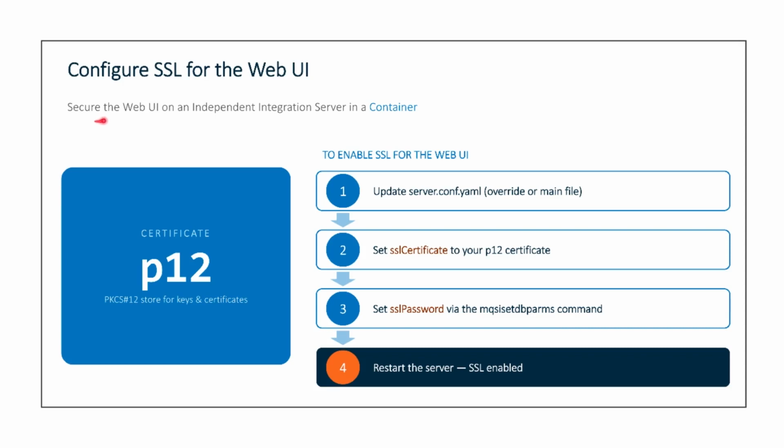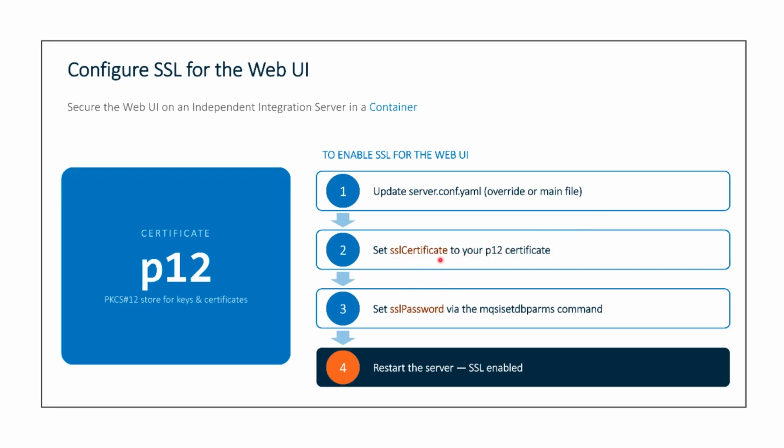Now we will see how to secure the web UI on an independent integration server in a container. First, update the server.com.yml file. It can be in the overrides or in the main file. These are the two elements you need to update.